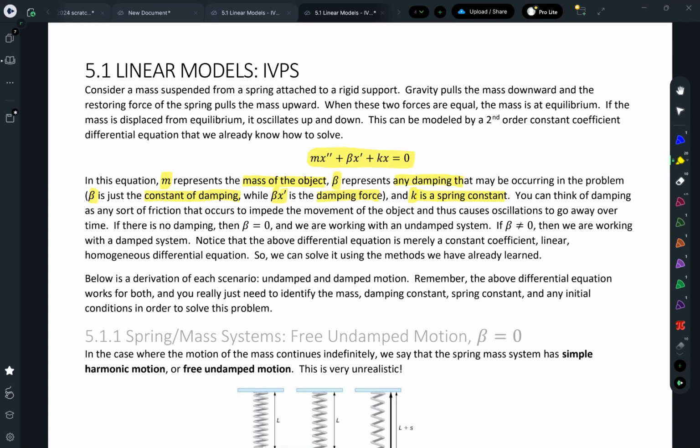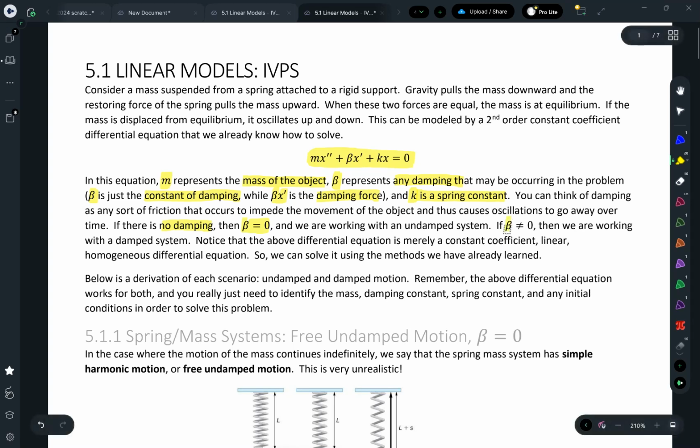Friction can be caused by your mass and your spring being submerged in some sort of liquid, or anything that's going to cause that motion to not just go on forever and ever. Something that would make the motion stop over time. If there's no damping, then we say beta must be equal to 0. Okay, so we're going to have problems that talk about damping, and then we're going to have problems that don't even mention it. In the problems where they're not even mentioning any damping, that's when beta is equal to 0.